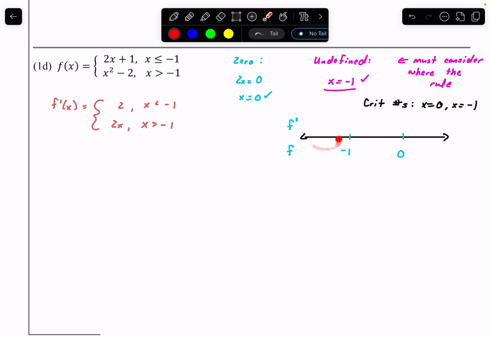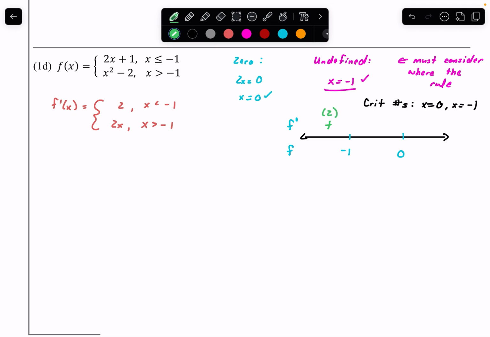So I'm supposed to be plugging in a number to the left of negative 1 into the derivative. And the question usually ends up happening, kids want to ask, well, where do I plug it in? Well, when x is less than negative 1, I'm going to use this rule. When x is greater than negative 1, I'm going to use this rule. Now, there is no x value to plug in, so I know that on the left side of negative 1, my derivative is always going to be positive.